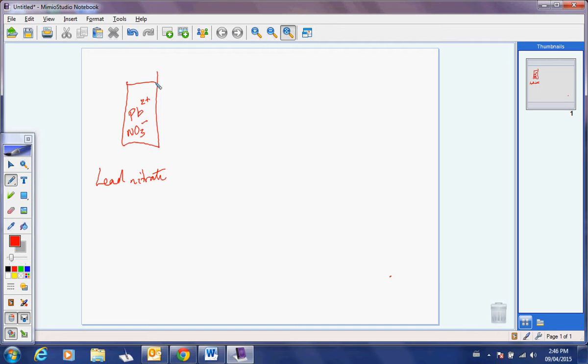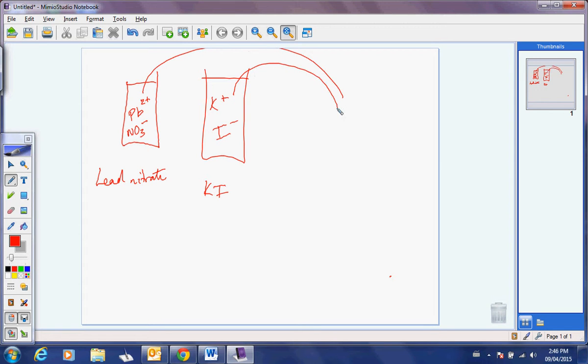In another bottle, I have some potassium iodide. So what's in this potassium iodide? It's K pluses and I minuses. You okay with that? I'm going to take a scoop of each of these, or a droplet of each of these, and put them into my test tube. Okay?